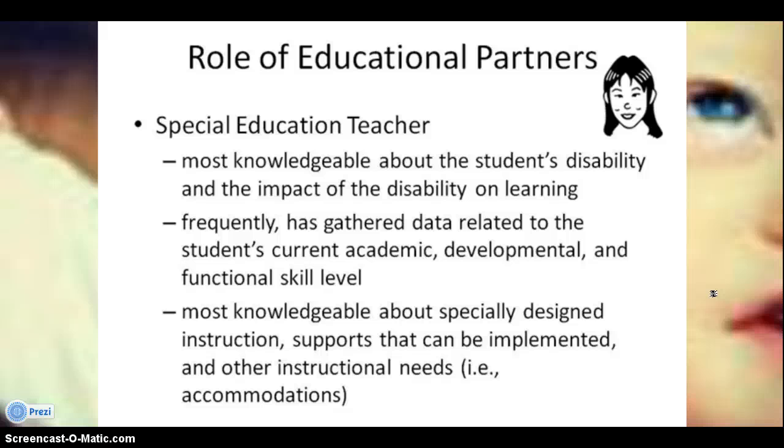The special ed teacher is the one who knows the most about disability and how disability affects learning. The special educator has collected data on the student's academic, developmental, and functional skill level, and is the most knowledgeable about specially designed instruction and supports that can be implemented, and other instructional needs. In other words, how to accommodate and modify instruction to meet the individual needs of the child. If you think about it this way, the special education teacher is the instructional specialist. They are the ones who know how to adapt the standard instruction for any individual child.